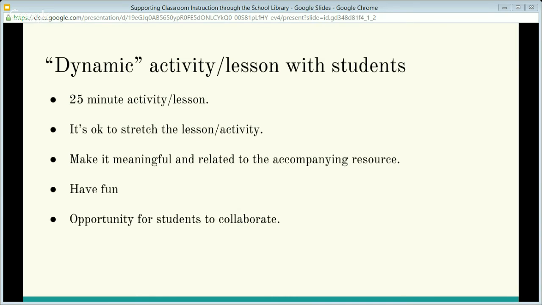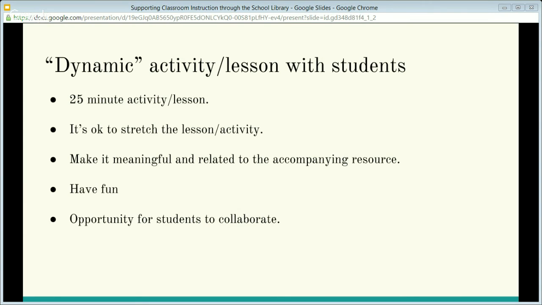Next, it's okay to stretch the lesson or activity. I think that's always good. You can start something one week, and then maybe it takes two to three weeks to finish that up. That is good because you won't be as stressed trying to find out, oh, what am I going to do? What am I going to read? What am I going to present to the students every week?